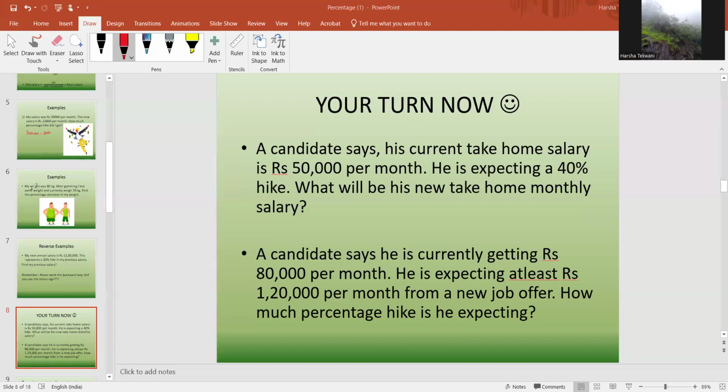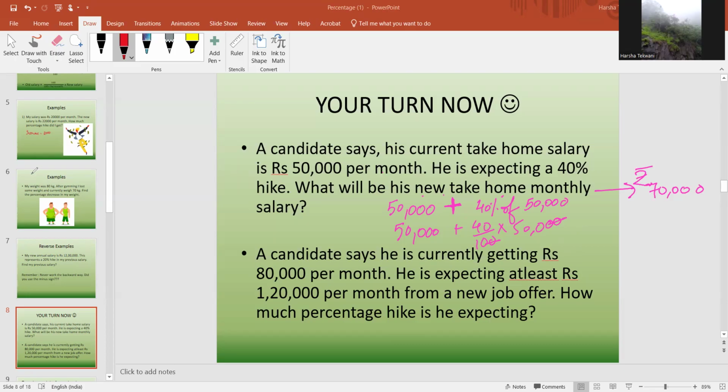Now, this is for your turn, but still I'll try with you all. A candidate says his current take-home salary is 50,000 per month. He's expecting a 40% hike. What will be his new salary? We are working forward. So on 50,000, we increment 40%. I can't leave the percentage hanging in the air. I have to write 40% of 50,000. 40 by 100 into 50,000. This is about 20,000. So 50 plus 20. His new monthly salary is 70K, 70,000.